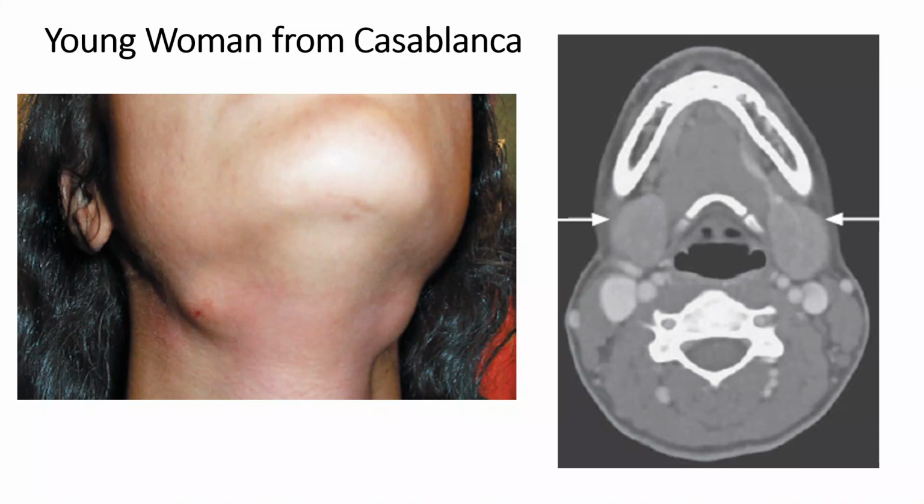This sounds awfully romantic, I know, but this woman was from Casablanca, who presented with bilateral enlargement of her submandibular salivary gland. Notice how symmetrical they are. And gosh, look at that CT scan. They look perfectly identical, right? She also complained of dry mouth, and so she was quite uncomfortable, and that's really what drove her into the hospital.